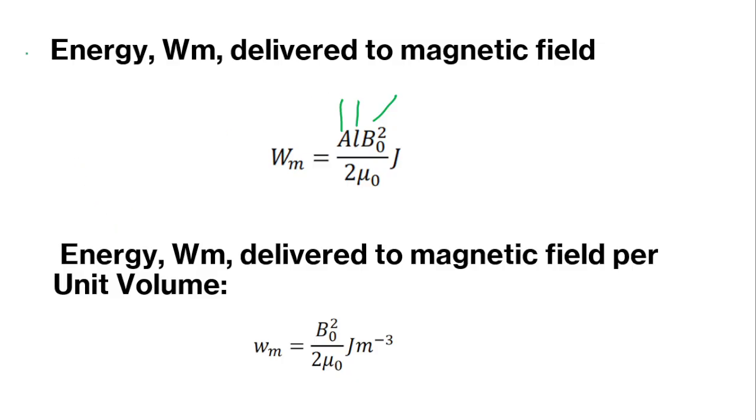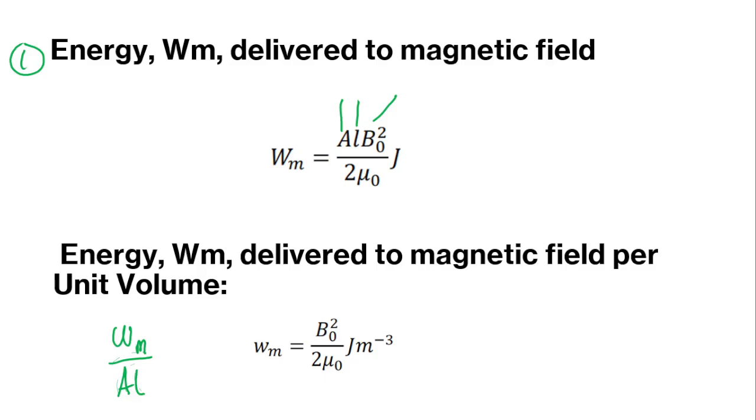The other one is called the energy delivered per unit volume, which is a small w_m. All you're doing is just removing the Al part. Because really it would be W_m over Al on this side, which is where they get the energy per unit volume, which will just be B squared over 2 mu 0. So don't mix it up. Any questions on that one?